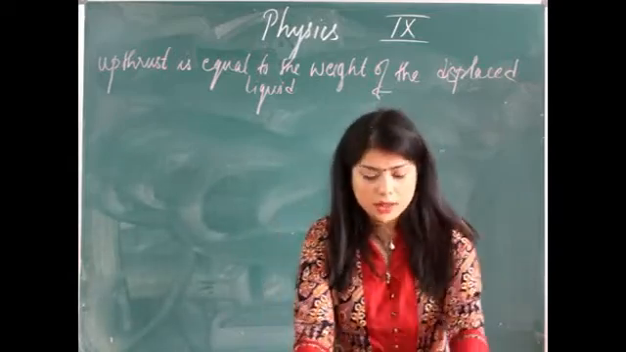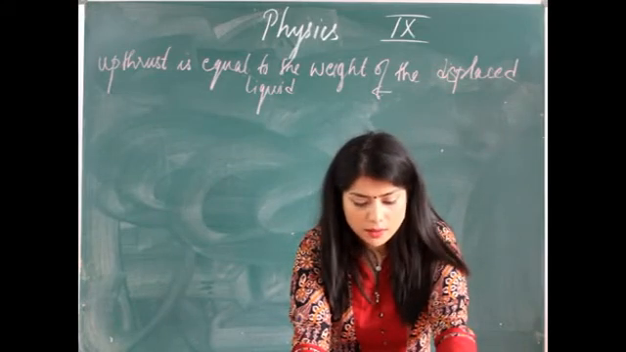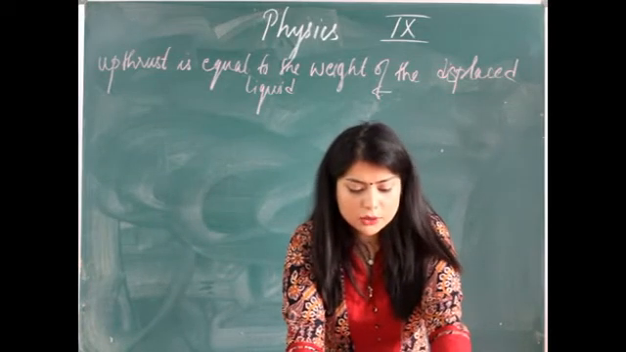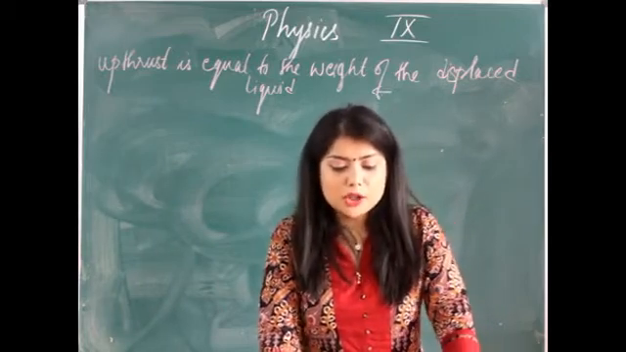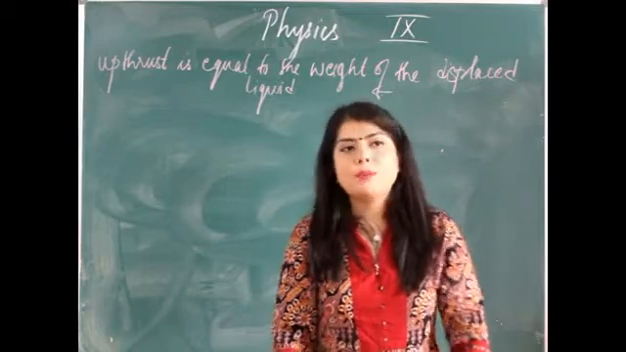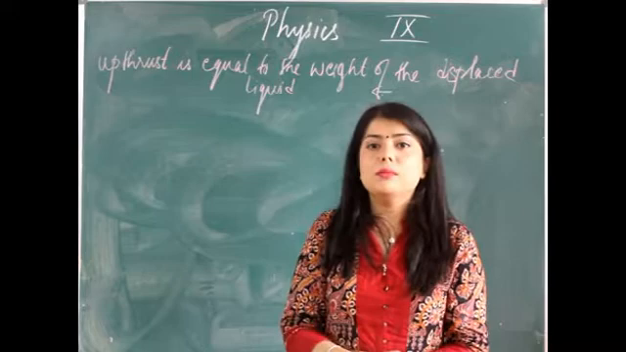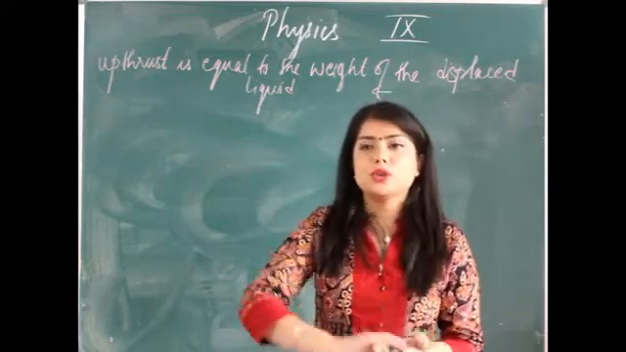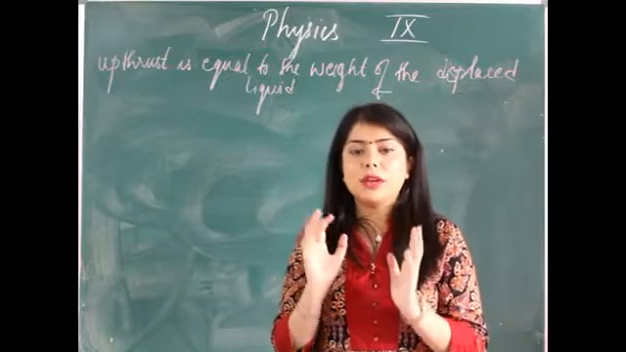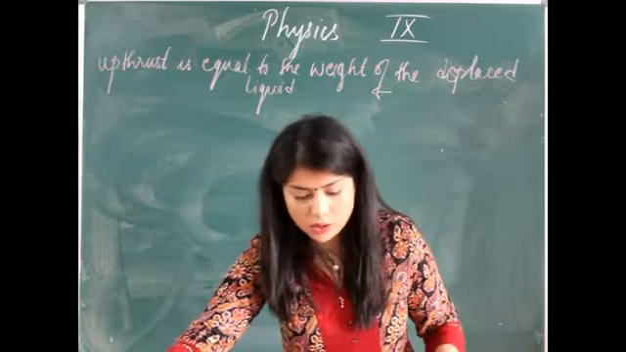So now in a book, the definition is given as: when a body is immersed in a liquid, the upthrust on it due to the liquid is equal to the weight of the liquid displaced by the submerged part of the body. So the more the object is inside the water, the more the upthrust. That upward force is equal to the amount of liquid which is being displaced. You will understand it better when we prove that.